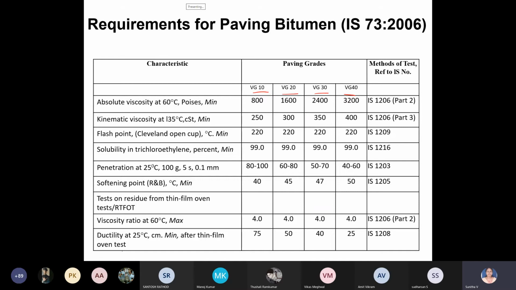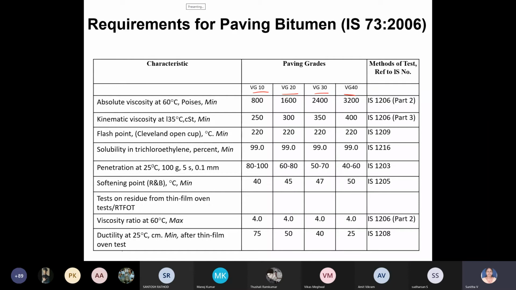And the test on residue from thin film, I told you it should be tested for the aged sample also. Whatever sample is obtained from this rolling thin film oven should be tested for viscosity. Viscosity ratio at 60 degrees Celsius should be 4. Ductility after this thin film test value should be 75. These are the various tests to be conducted for finding the properties of the bitumen.